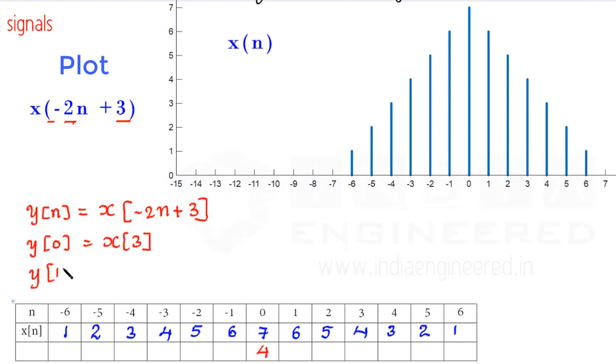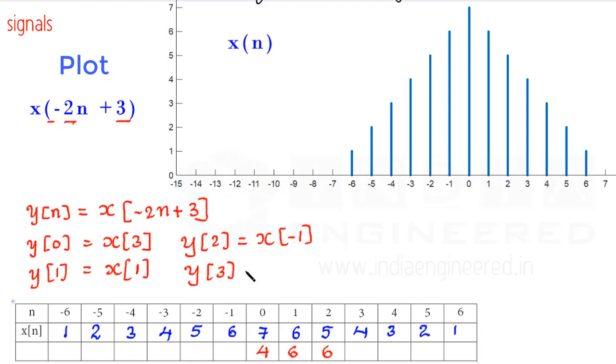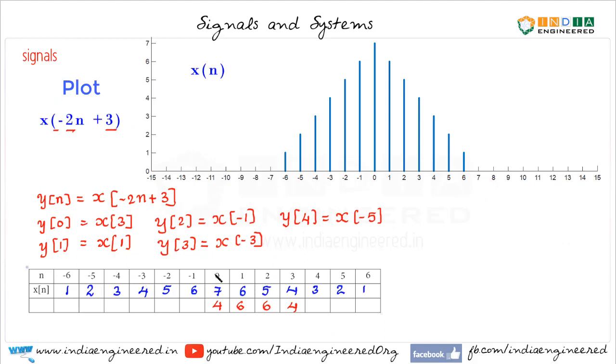Let's calculate y of 1. That will be x of minus 2 plus 3. That is x of 1. X of 1 is 6. So we'll get the same here. Y of 2 will be x of minus 4 plus 3. That is x of minus 1. X of minus 1 is 6. Now let's calculate others. Y of 3, x of minus 3. So I'll fast forward this calculation. So it's really easy. We have to just substitute for the value of n.